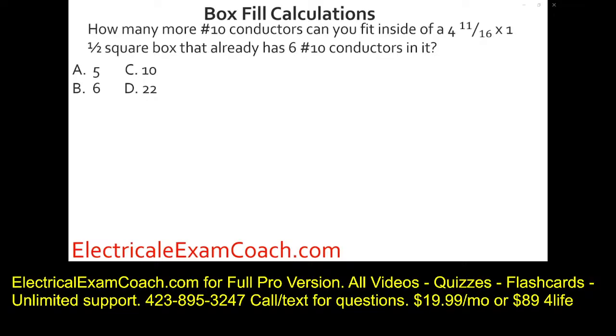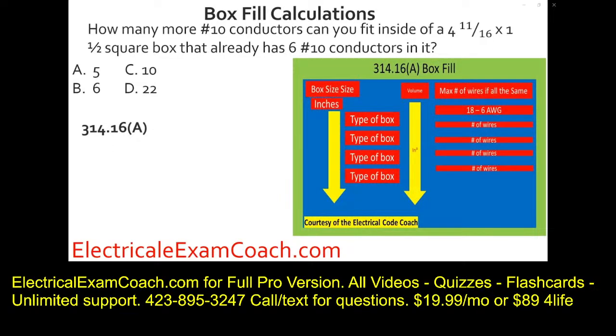How many more number 10 conductors can you fit inside of a 4 11/16 by 1.5 inch square box that already contains 6 number 10 conductors in it? Well, since both of these are of the same size, we can just do some simple math. First, we have to find out how many the box holds at all. And we go in and we find that it holds 11. Then we have to do some simple math. We already have 6 conductors, so we take our original 11 minus 6, and it lets us know that we can put 5 more inside of that box, and we select A.